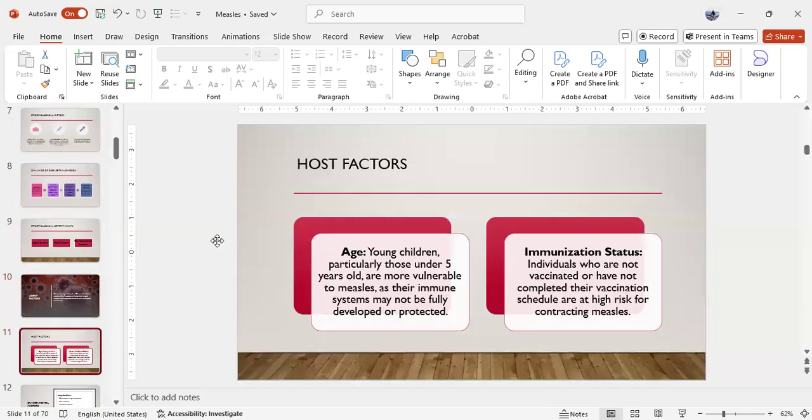Host factors. Among these is the age and immunization state. Young children, particularly those under 5 years old, are more vulnerable to measles as their immune system may not be fully developed or protected. Immunization status: individuals who are not vaccinated or have not completed their vaccination schedule are at high risk for contracting measles.